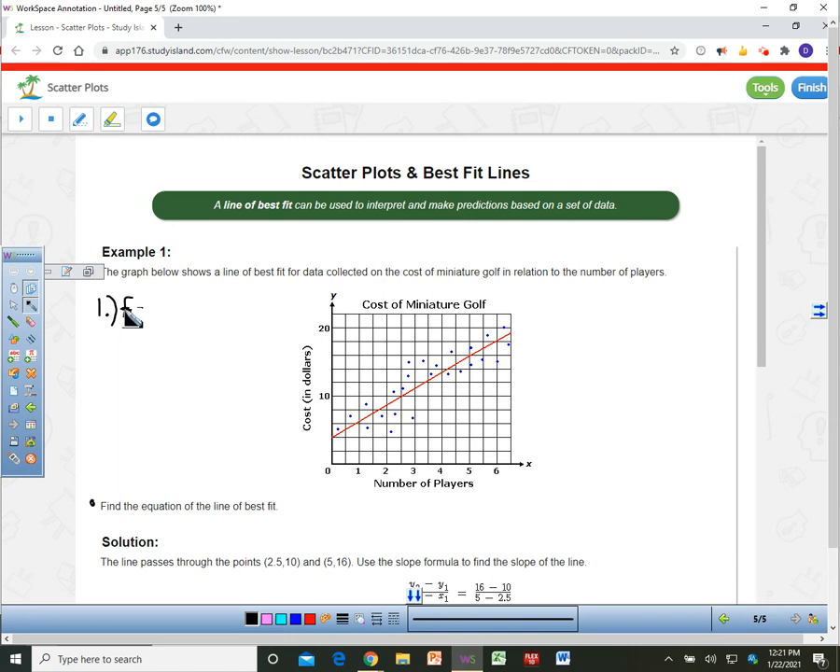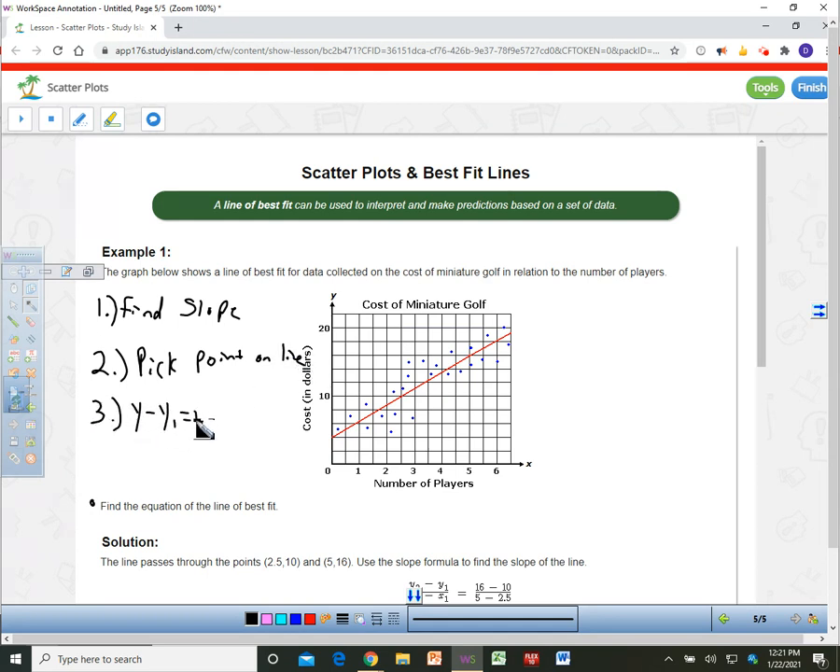First, we need to find the slope. After we find the slope, we've got to pick a point on the line. And then we're going to plug it into y minus y1 equals m times x minus x1. They made the line for us.